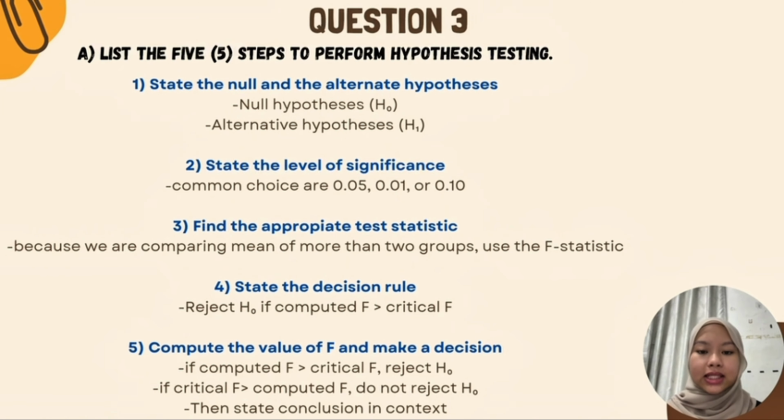Fourth, state the decision rule. Reject H0 if computed F is greater than critical F. And lastly, compute the value of F and make a decision. If computed F is greater than critical F, we reject H0. If critical F is greater than computed F, we do not reject H0. Then we state the conclusion in context.